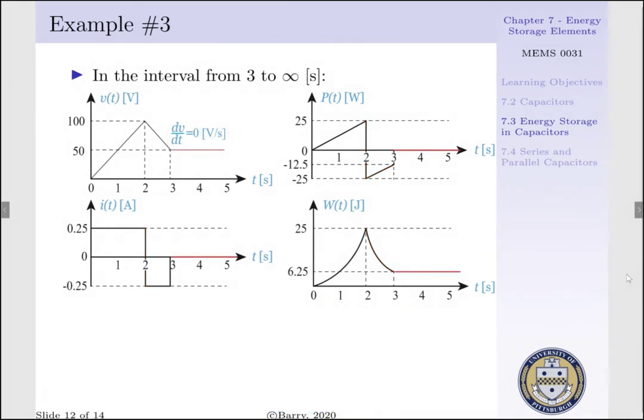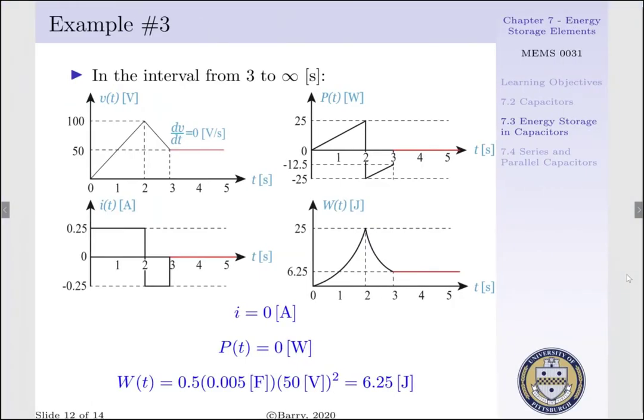Lastly, in the remaining time interval from 3 seconds to infinity, our time rate of change of voltage is equal to 0. Thus, our current is equal to 0 within our system. Our power is equal to 0 within our system. And our energy is staying constant, where we have 1/2 of our capacitance times our voltage squared. Our voltage is a constant 50 volts. Thus, our energy is 6.25 joules.